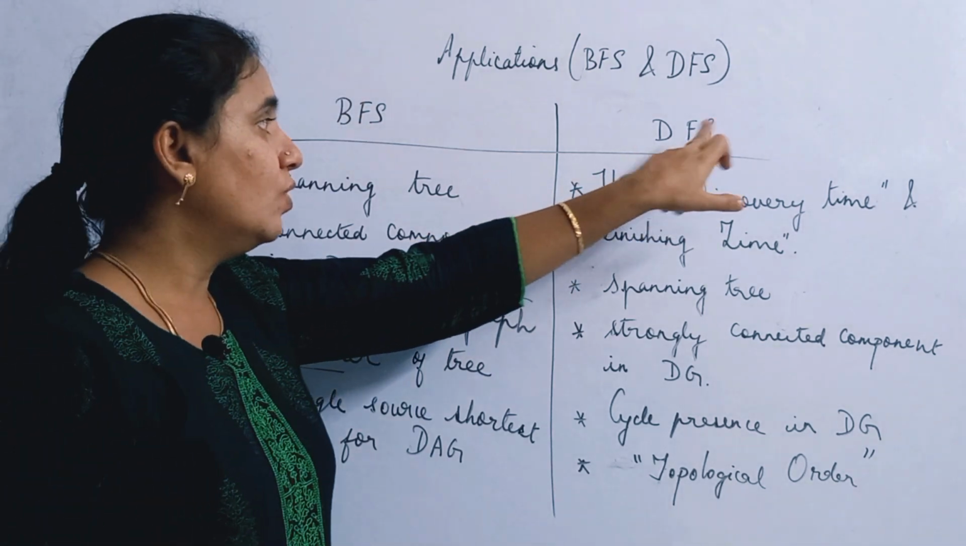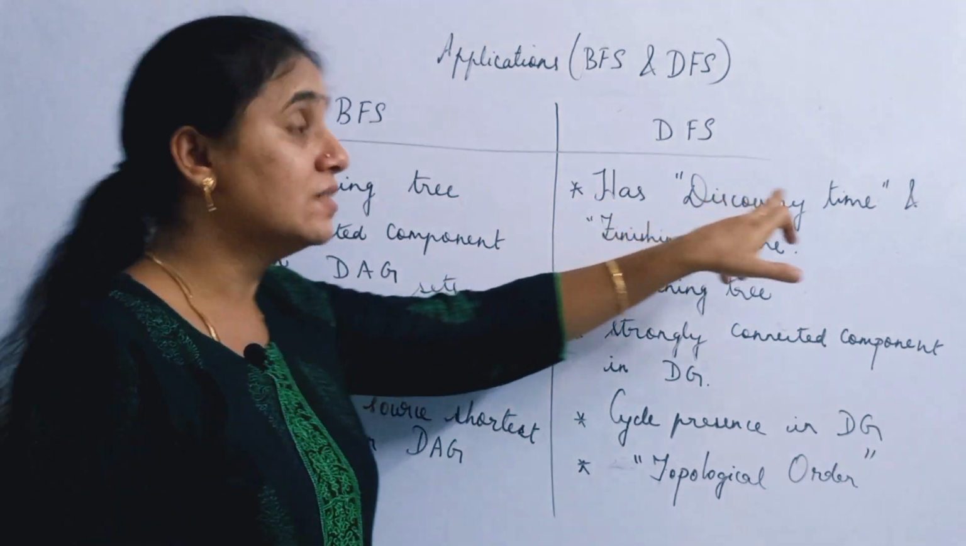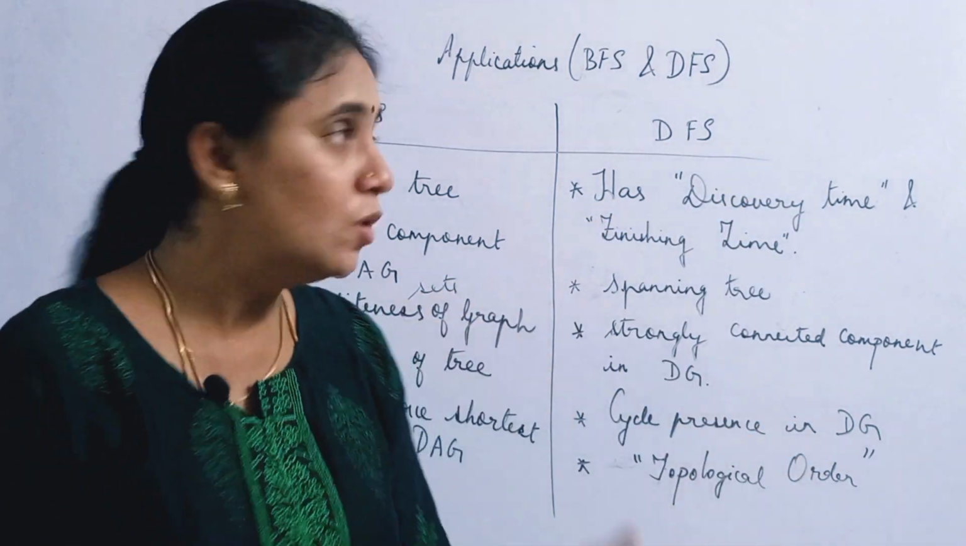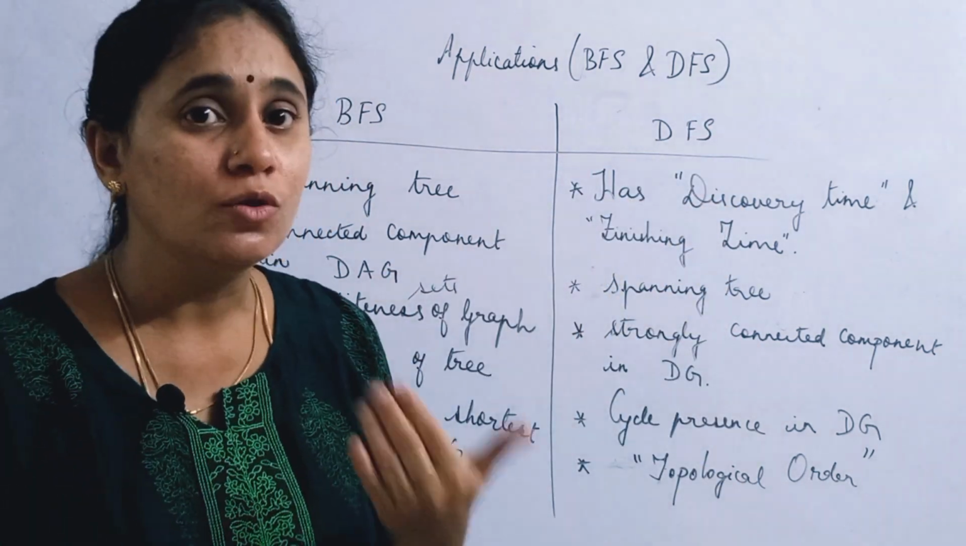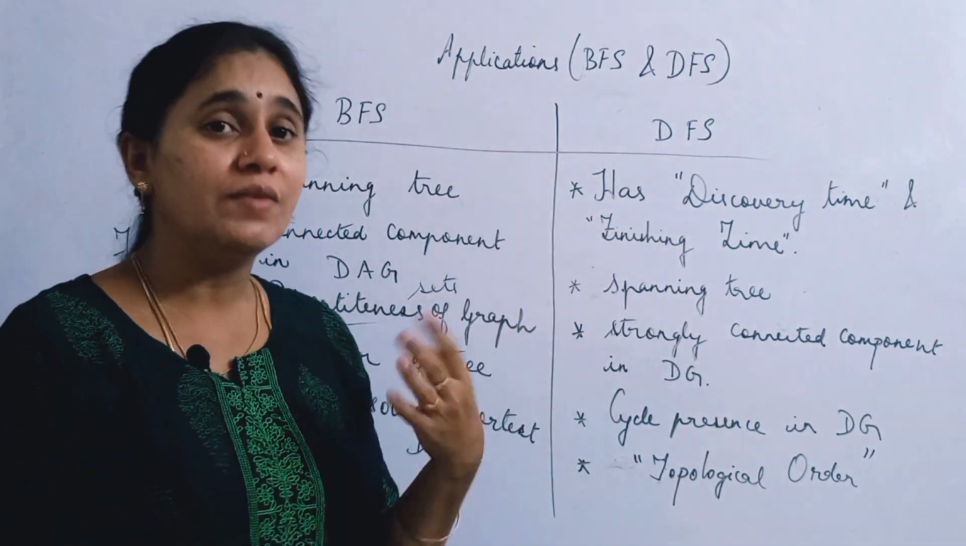Next we will go for DFS. DFS is depth first search. It has discovery time and finishing time. It tells you the time used for discovery and the time used for finishing. So first you have to know what is called a discovery time.